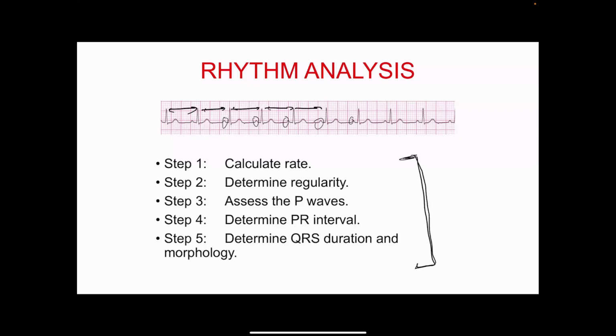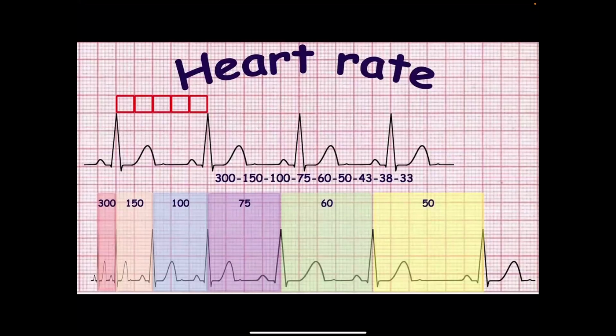You take the number of big squares between each R, okay? So in this case, the number of squares between the two R's, this is Q, R, S. Okay, that's why I'm saying two R's. The number of big squares is 3, okay? So what you do is you just divide 300 by the number of big squares. Or you can divide 1,500 by the number of small squares. No one uses this because you can't really zoom in this much to count each tiny square. So just have this formula in mind.